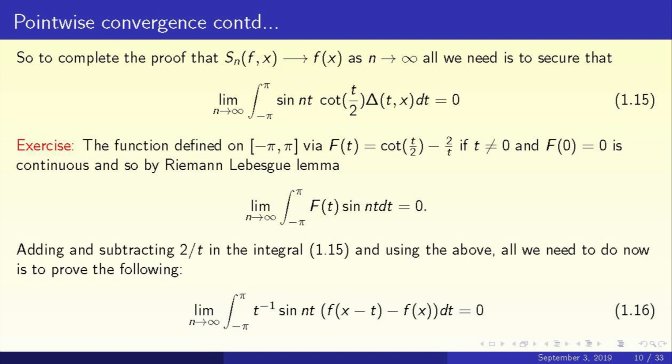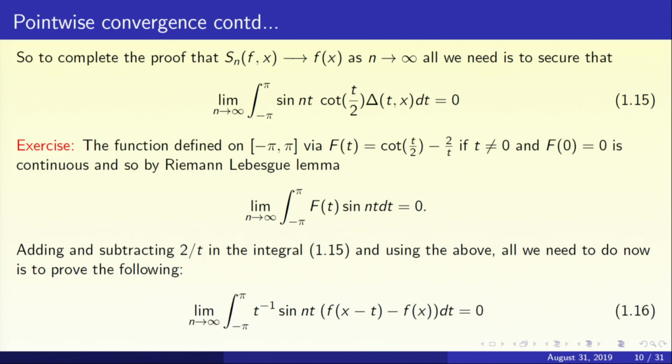To complete the proof that the nth partial sum S_n f(x) converges to f(x) as n tends to infinity, all we need is to ensure that the limit as n tends to infinity of the integral from minus pi to pi of sine nt cot(t/2) delta_t(x) dt is 0. That's equation 1.15. Before we take up this, we shall now replace the cot(t/2) by something simpler.